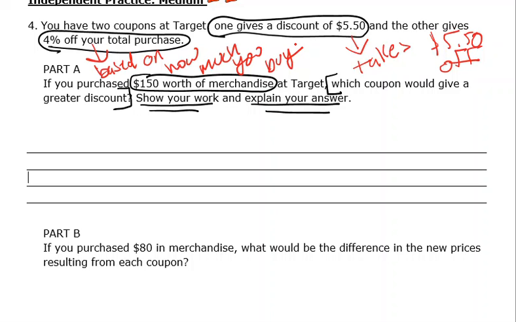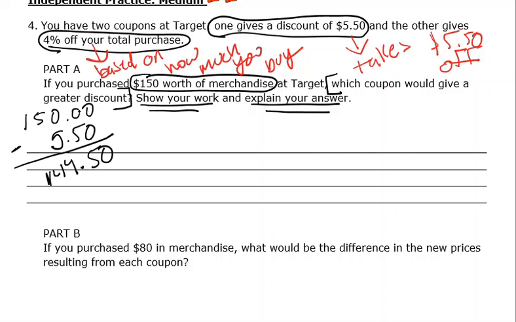All right, cool. So let's go $150 worth of merchandise. I can get this $5.50 out of the way here pretty quickly. So I'm going to go 150 minus 5.50. Early reminder, when I'm subtracting or adding using decimals, I do have to line those decimals up. So my bill here would be 144.50.